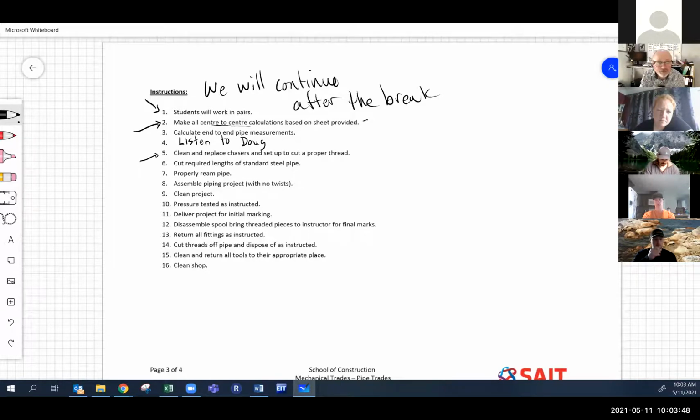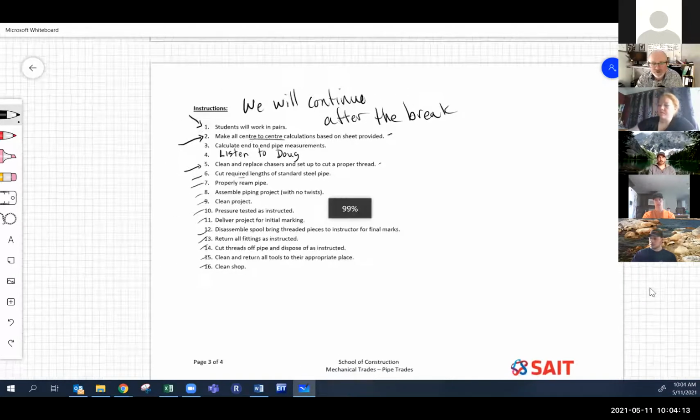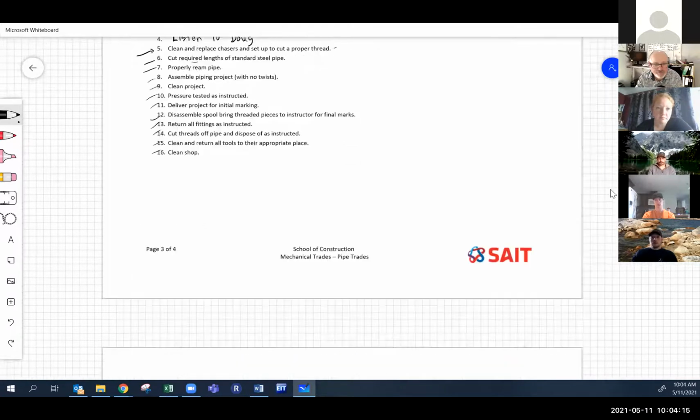When you have your threading machine, you're going to have to replace the threaders, clean, set up. Okay, cut required lengths, properly ream pipe, assemble project, clean project, pressure test, deliver for marking. That's to me. Disassemble, return all fittings, cut off threads, clean and return clean shop. So that's the instructions that we're going to have you do.